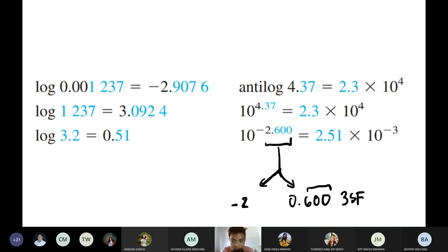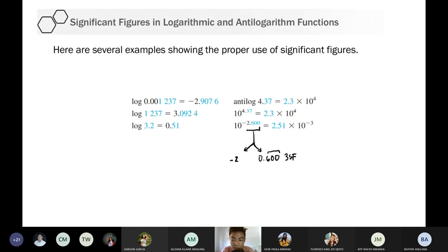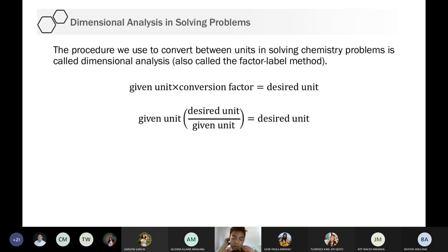So this is the additional rule. You may want to pay more attention with this one. So you may want to read this thoroughly now, kasi this is new. Okay? And then last one, we are on the last part of our session.